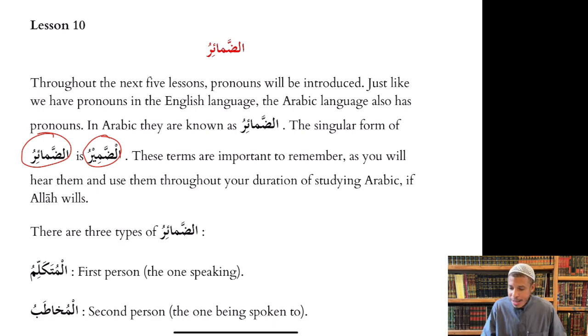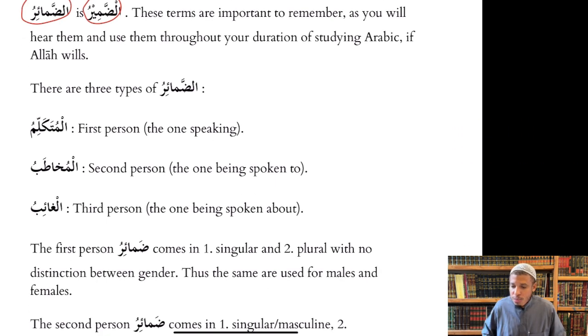There are 3 types of dama'ir. Al-mutakallimu, first person damir, meaning the one speaking. The first person point of view. Then we have al-mukhatabu, second person, meaning the one being spoken to. And then lastly, we have al-ghaibu, third person pronoun, or the one being spoken of or about.